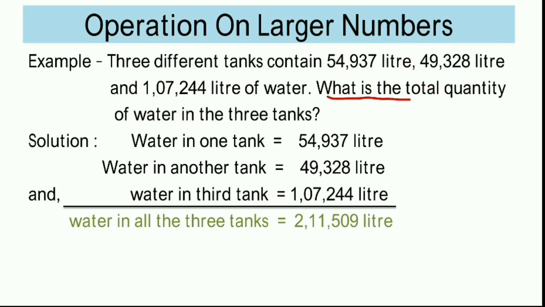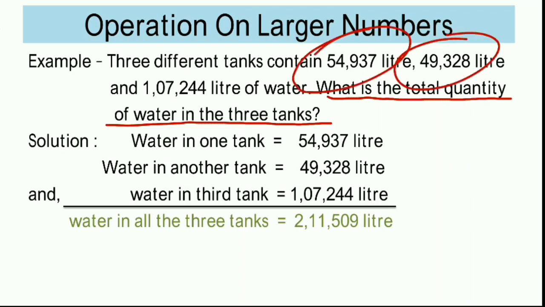Then it is asking what is the total quantity of water in these 3 tanks. It means it is asking about the overall quantity, that in those 3 tanks how much water has been stored. So it is asking about the total. Obviously what we will do is add the quantities of water kept in the different tanks, and we will get the sum, which will be the total quantity of water in those 3 tanks. So it is very easy to find the total quantity. Whenever it asks for the total quantity, we will add.